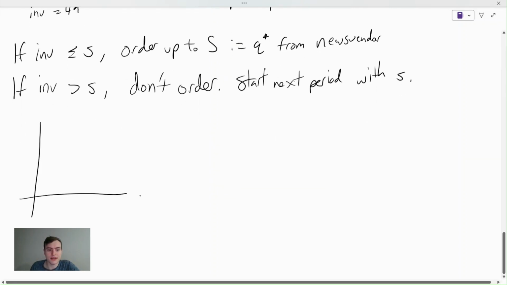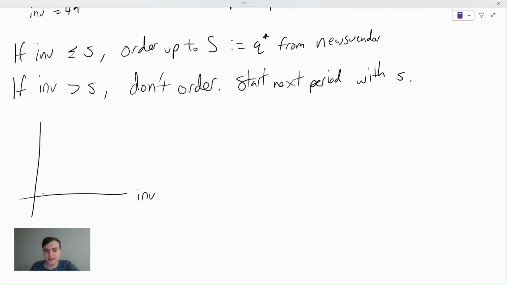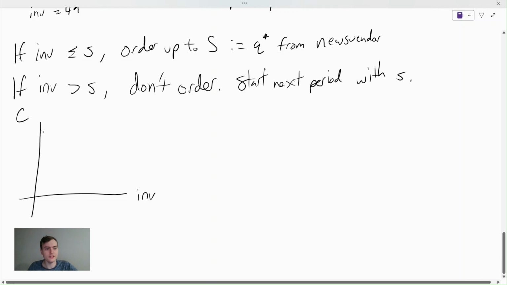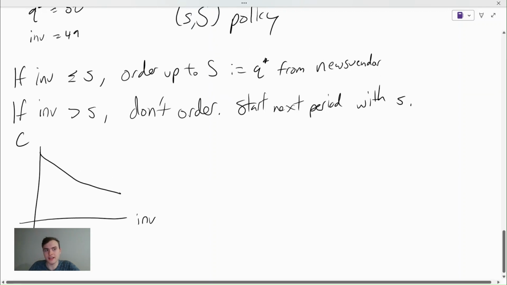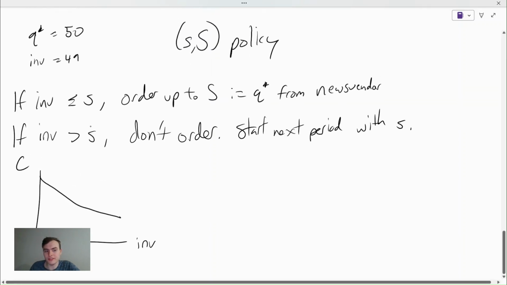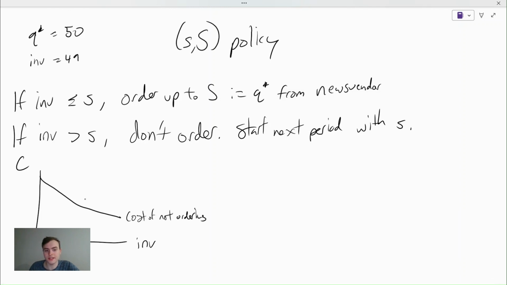So maybe I've been doing graphically, we look at different starting inventories and different costs. Our cost of not ordering could be some function like this that's decreasing as we have more inventory. Once we're close to Q star inventory, our cost of not ordering is not very high. If we had 49 inventory, we wouldn't want to order, right? And then the cost of ordering is the opposite. If we started with 0 on hand, we would definitely want to order.